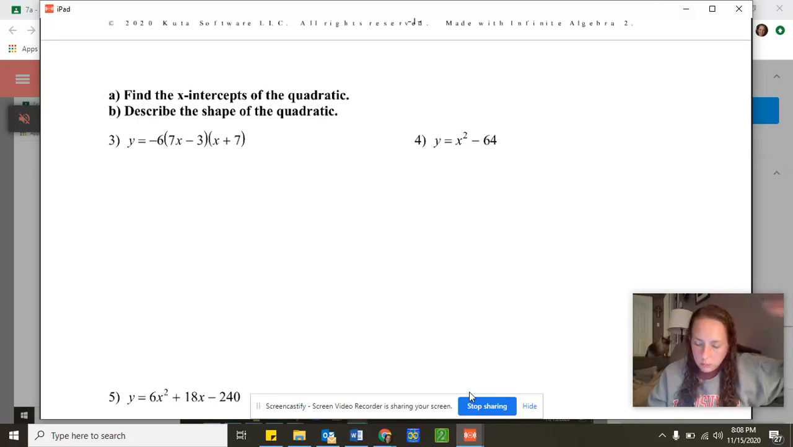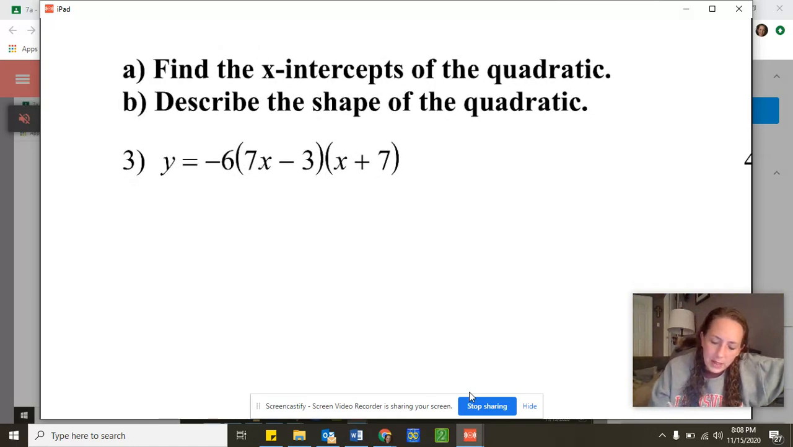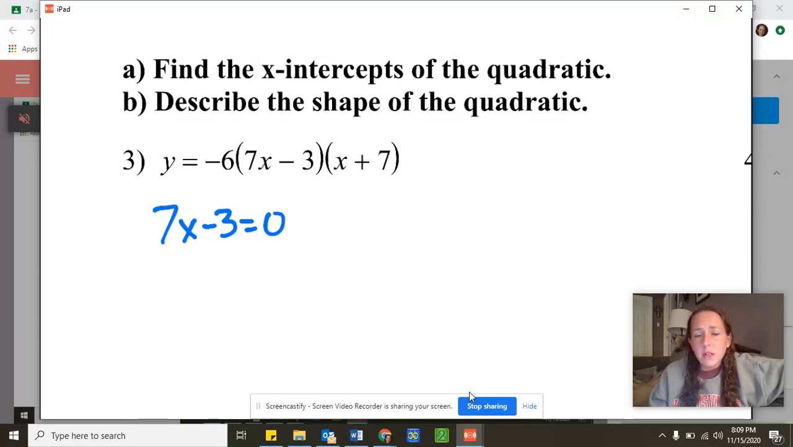So this one is already factored for us. So all we have to do is set each factor equal to 0 to find out what the x-intercepts are. So in this case, 7x minus 3 equals 0. Some people can do that in their head. If you are one of those people, that is fine. You don't have to show me your work.